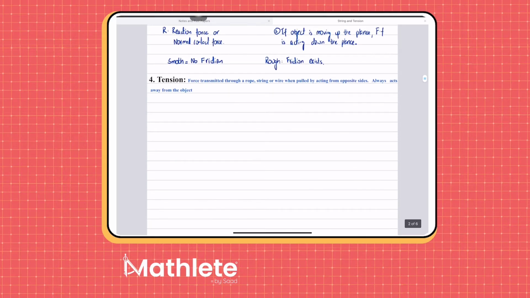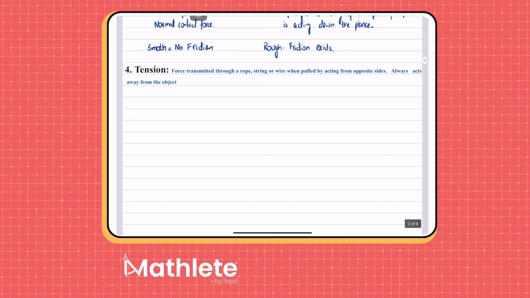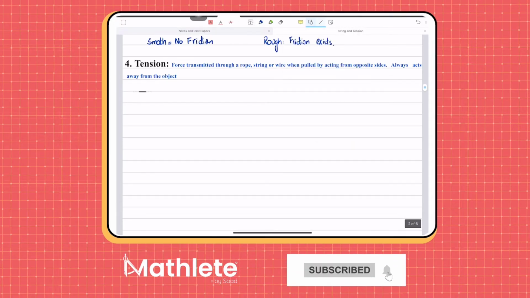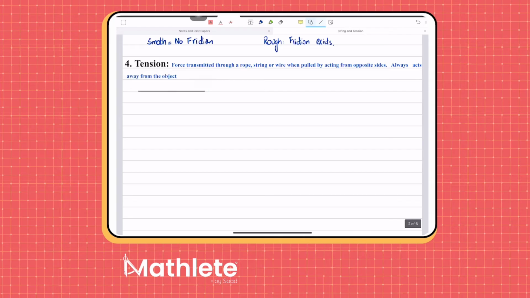So what's tension? Tension is a force that's transmitted through a rope, string, or wire when pulled by forces acting from opposite sides. And remember, it always acts away from the object. So let's say you have a horizontal beam, and from this beam you have a string.